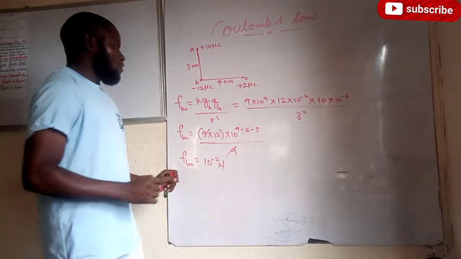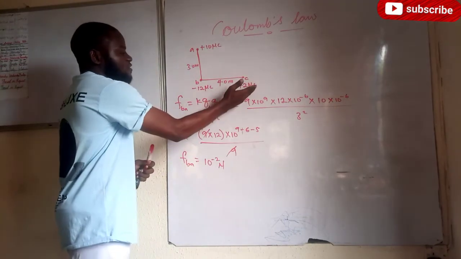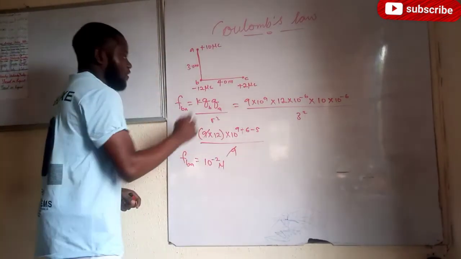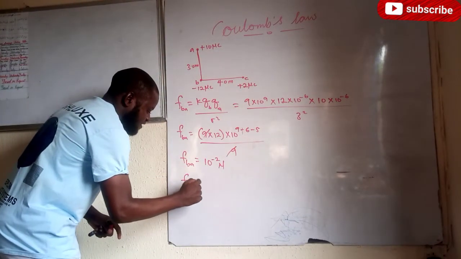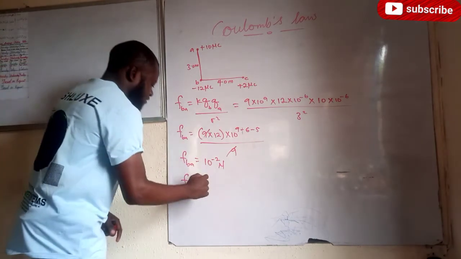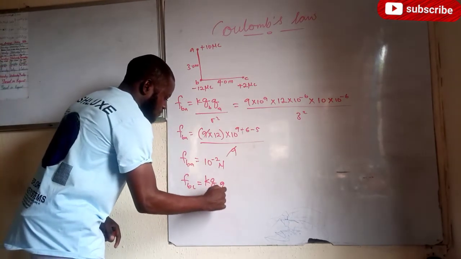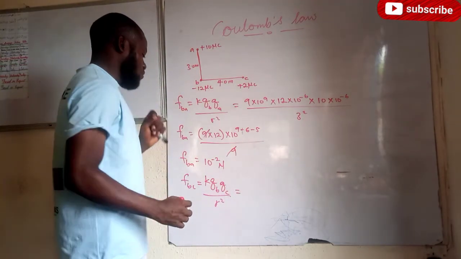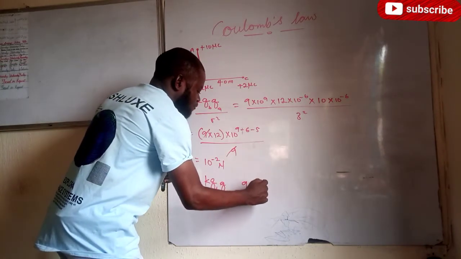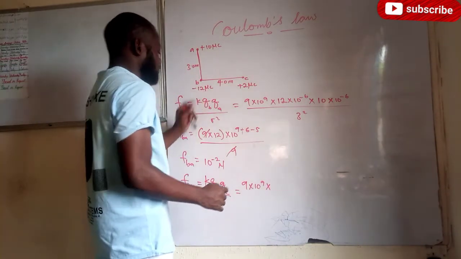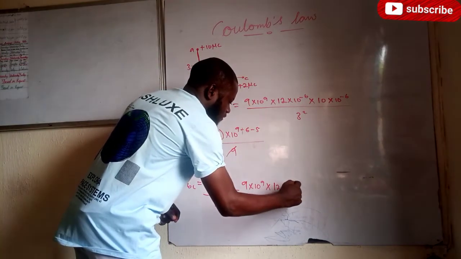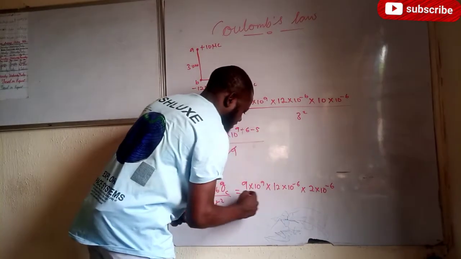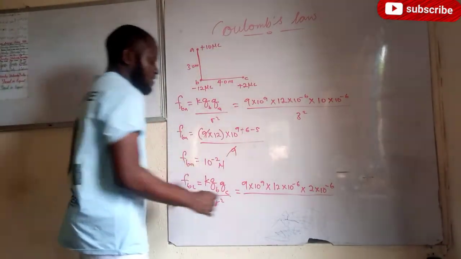Cool. Now that we're done with this, we can then calculate the effect of this particular force on C on B also. So we are going to look for FBC. FBC is also going to be KQB multiplied by QC divided by R squared, where R is the distance between them. Cool. So that will be 9 multiplied by 10 to the power of 9, then multiplied by 12 times 10 to the power of minus 6, multiplied by 2 times 10 to the power of minus 6, divided by our R, that is 4 squared.